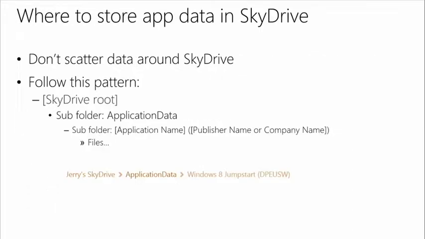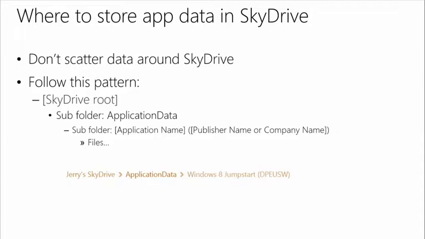Where to store data in SkyDrive? So again, this is that schema you were talking about. Exactly. You don't want to just throw it around everywhere. It becomes confusing for the user. Try and follow this pattern. Assume that there's going to be a subfolder called application data. If you don't find it, create it. Use some convention for naming the subfolder, such as application name followed by your publisher name or your company name. Then within that folder, place your file.